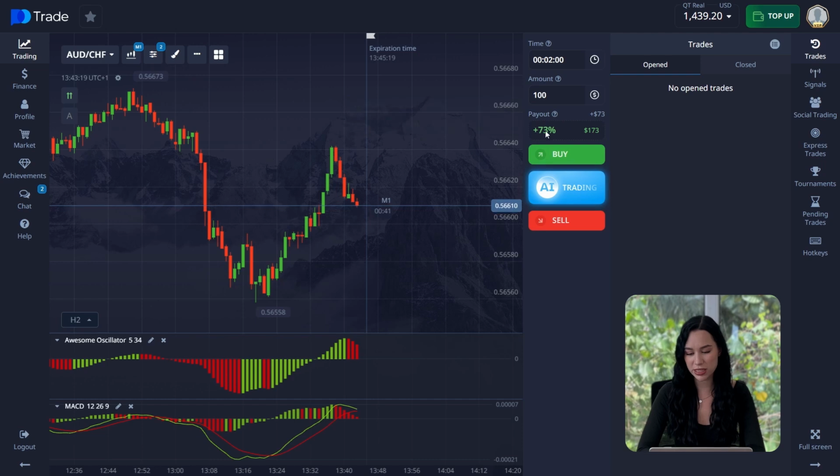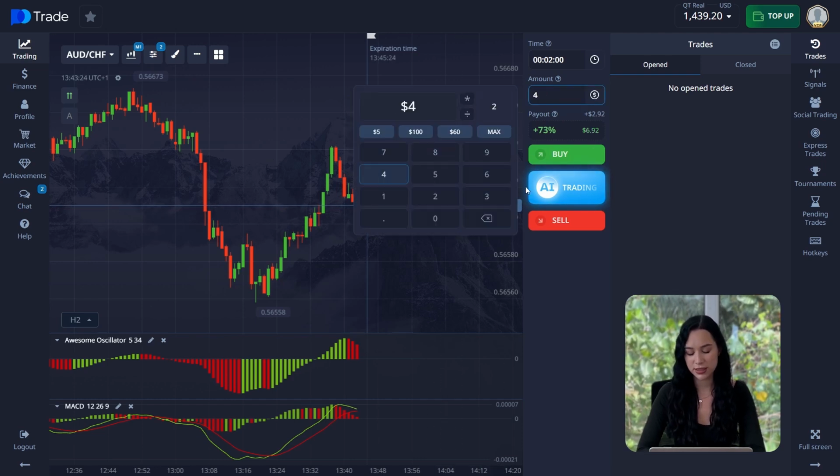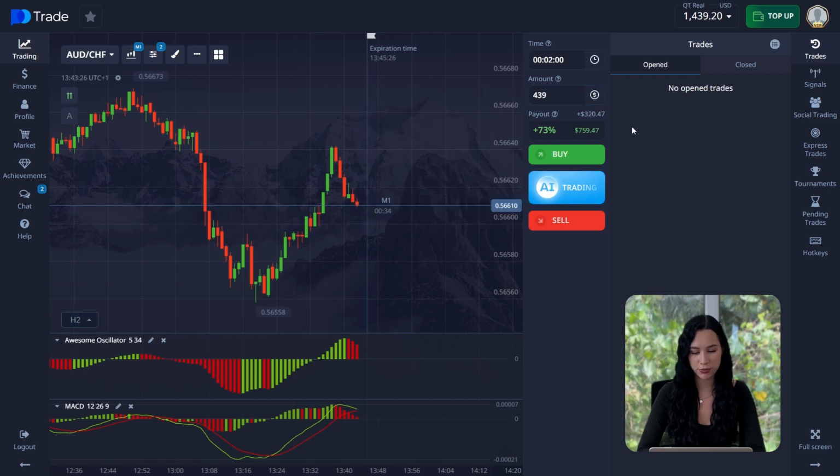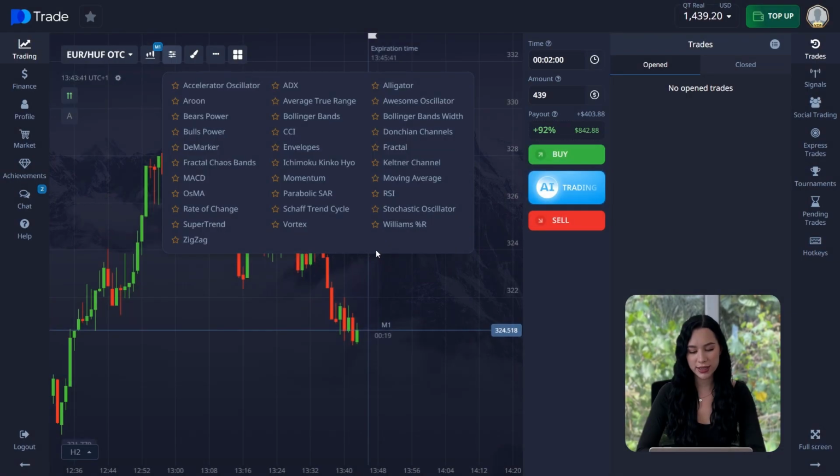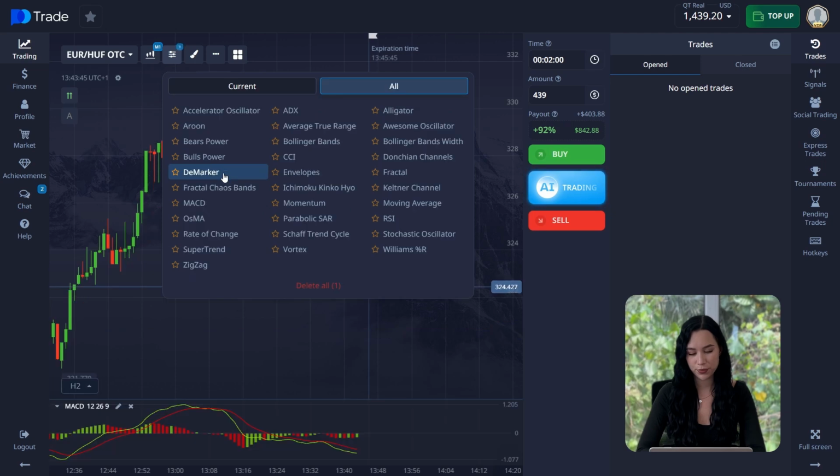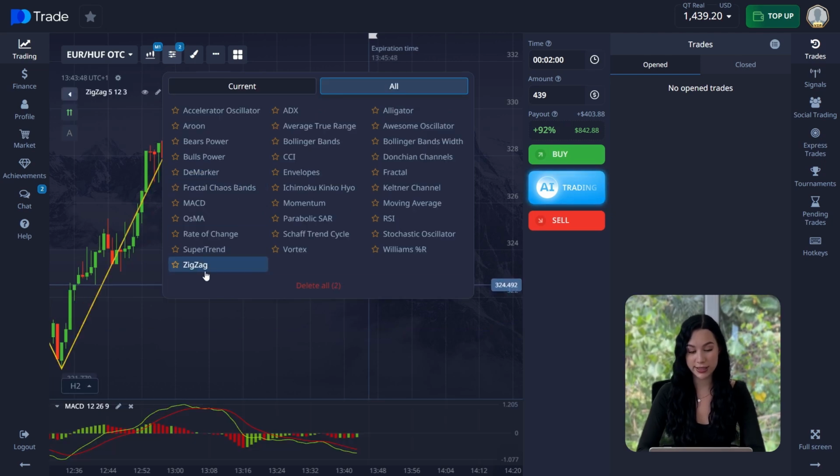So as you can see, payout here is already just 73%. It's not really that good. So we change our amount of money and we go to another chart. For the next strategy, we need the MACD and zigzag indicator.